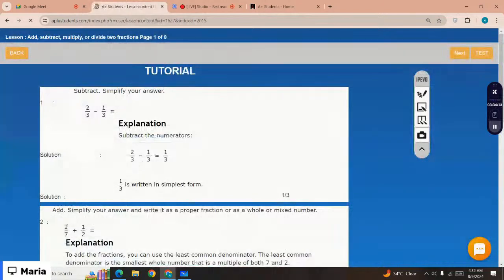Okay, subtract 2 by 3 minus 1 by 3. They have like denominators, right? When they have the same denominator, you simply have to subtract the numerators. 2 minus 1 is 1. So 2 by 3 minus 1 by 3 equals 1 over 3. Got it?